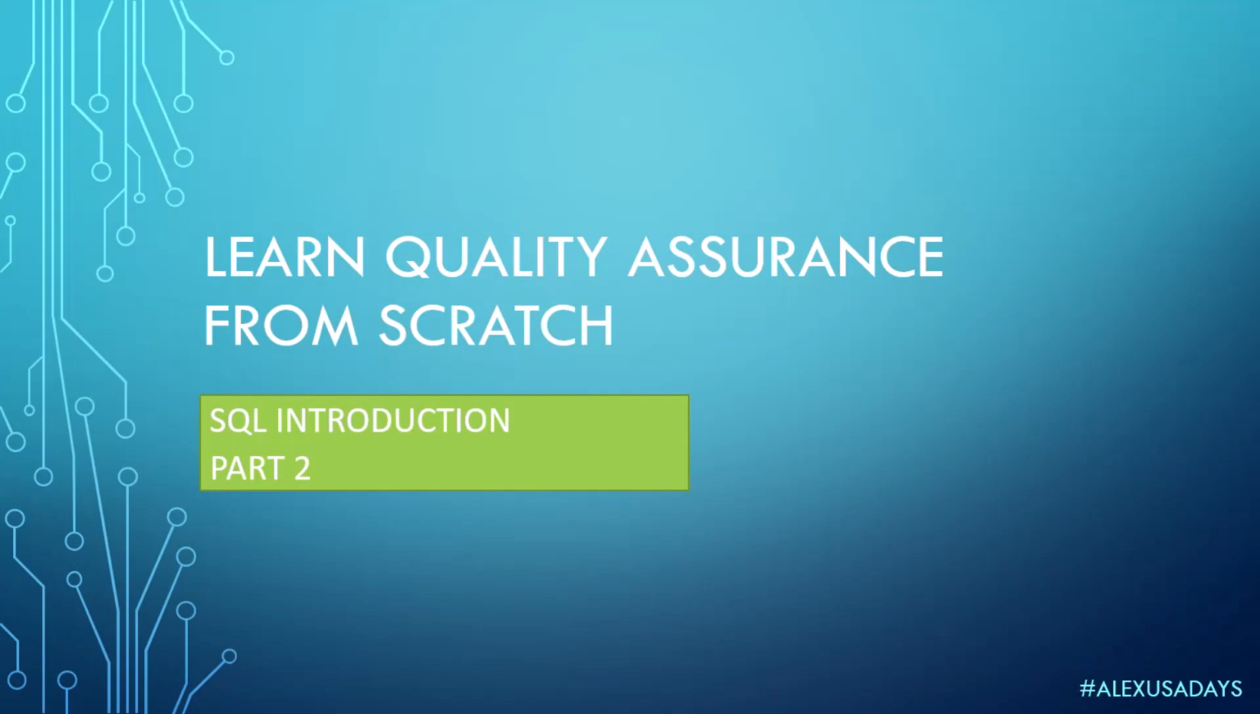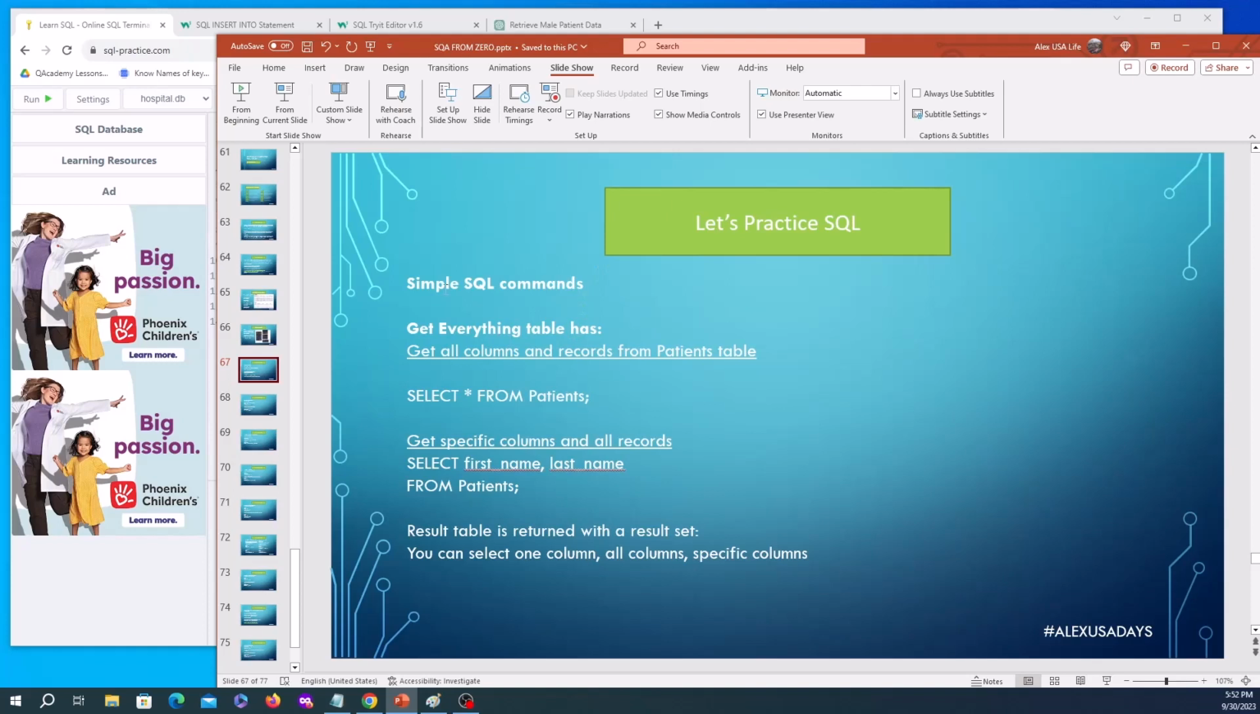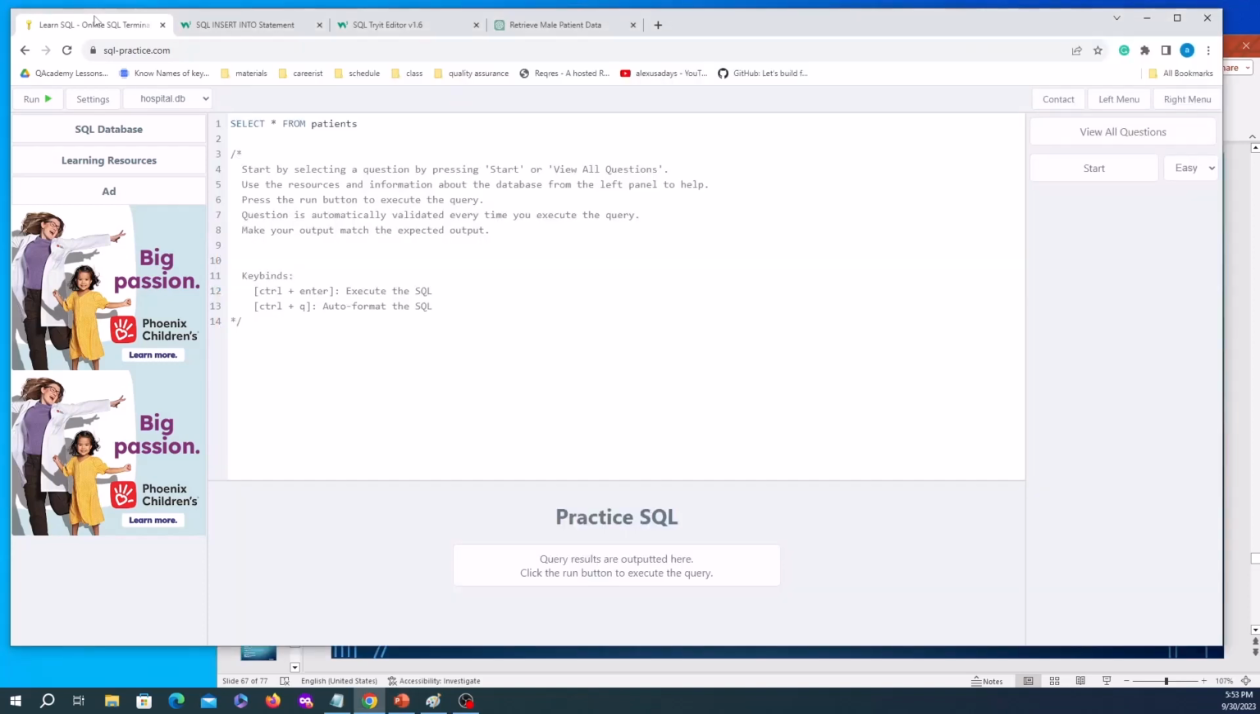Okay, so let's go and start with simple SQL commands. One of the first commands that we can try, and you can try in any table, is let's just get everything that we have. So you want to get all columns and all records from the patients table here.